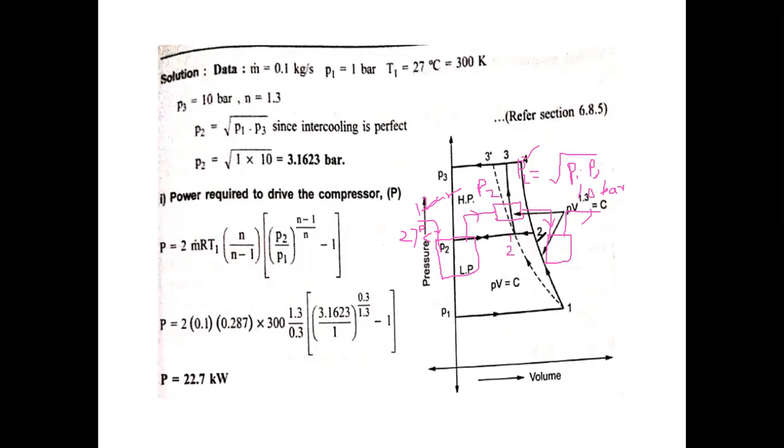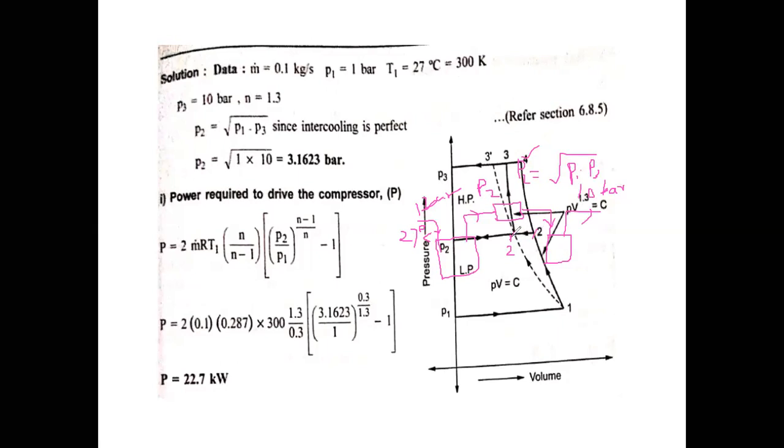First of all, process 1 to 2 is polytropic compression, where PV^1.3 is equal to constant. Then it is cooled in the intercooler up to 2 dash. In the case of a single stage, the process will be followed from 1 to 2. In the case of a multi-stage, the process is also followed from 1 to 2.